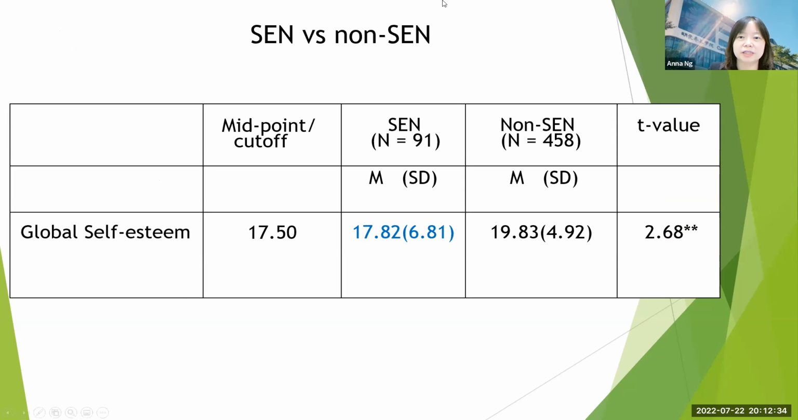As you can see from this table, for students with SEN, the mean of their score in global self-esteem is 17.82, and the midpoint is 17.5. So they are not really low in self-esteem, right? But non-SEN students score higher.